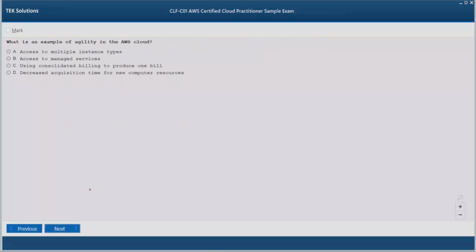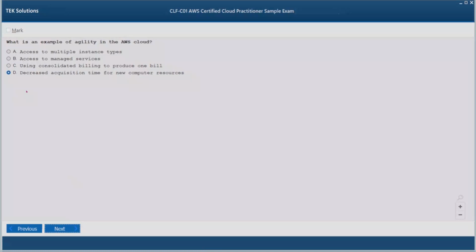What is an example of agility in AWS Cloud? Option A, access to multiple instance types. Option B, access to managed services. C, using consolidated billing to produce one bill. D, decreased acquisition time for new compute resources. Meaning of agility in AWS Cloud, and the answer is decreased acquisition time for new compute resources.